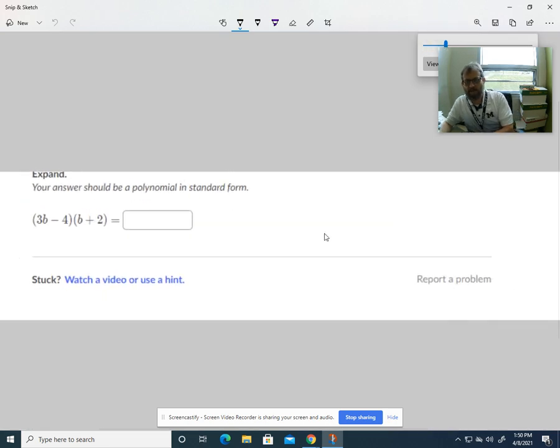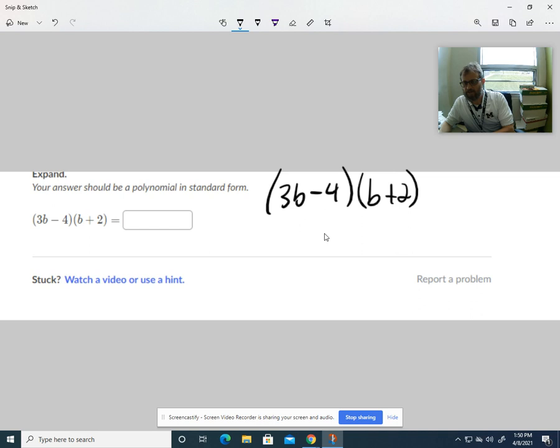Okay, so we're taking 3b minus 4 times b plus 2. So you're taking this, you're distributing the 3b. So 3b times b is 3b squared. 3b times 2 is 6b. Negative 4 times b is negative 4b. And negative 4 times 2 is negative 8.